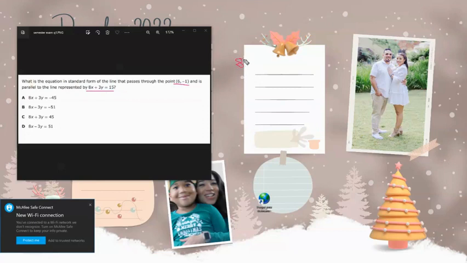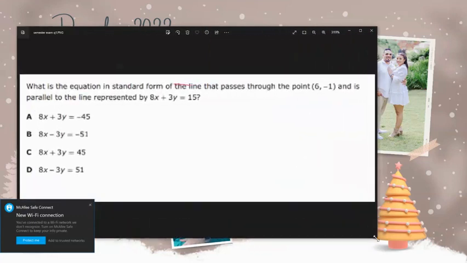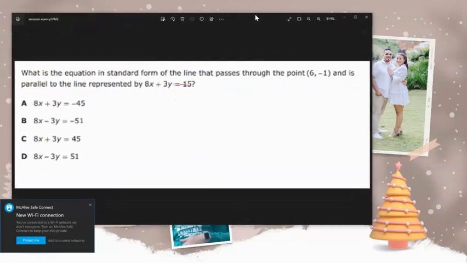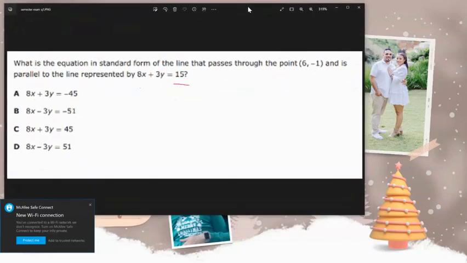I'm going to have 8x. Hold on. I'm going to make this a little bit bigger. Sorry about this, guys. So there's more space for me to write so you can see without any distractions.